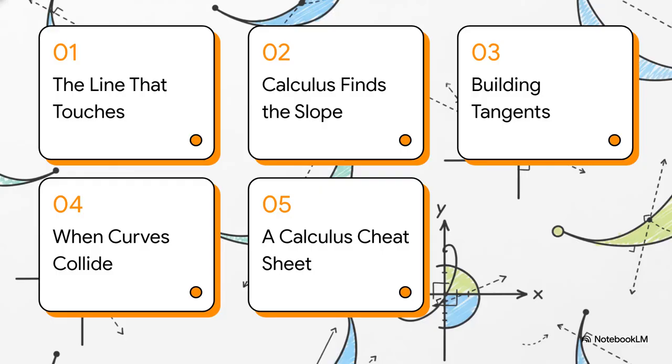So here's the game plan. We'll kick things off with that intuitive idea of the touching line. Then we'll see how calculus gives us the exact tools to measure it. After that, we're going to build the actual equations for tangents and their partners, the normals. Then, for the fun part, we'll see what happens when curves intersect. And we'll wrap it all up with a handy little cheat sheet of the most important formulas.